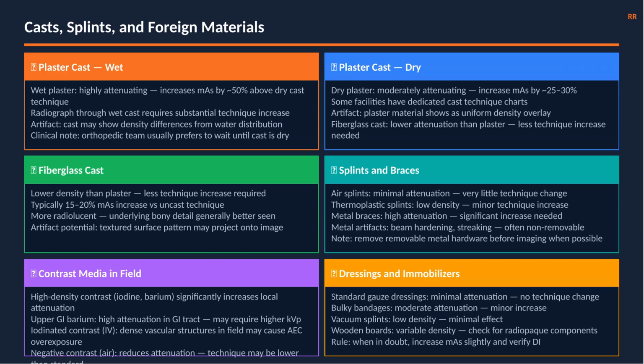Splints and braces. Air splints require minimal adjustment. Metal braces require significant increase and will produce beam hardening artifacts. Remove removable metal hardware before imaging whenever clinically possible. Contrast media in field. High-density iodinated contrast can cause AEC underexposure. The dense vessels trigger early termination. Verify technique. Barium in the GI tract requires higher kVp for adequate penetration. And dressings. Standard gauze dressings require no technique change. Bulky bandages may require minor increase.